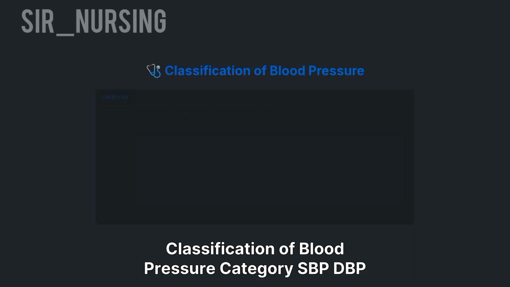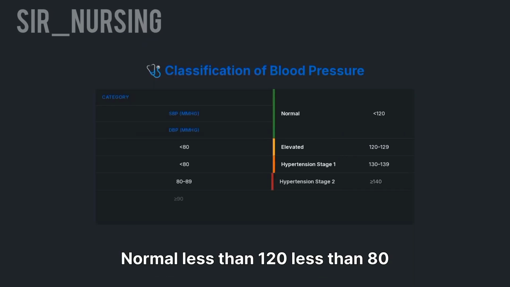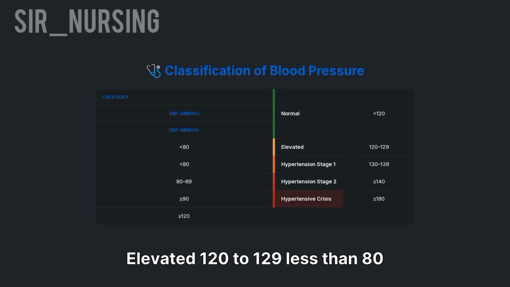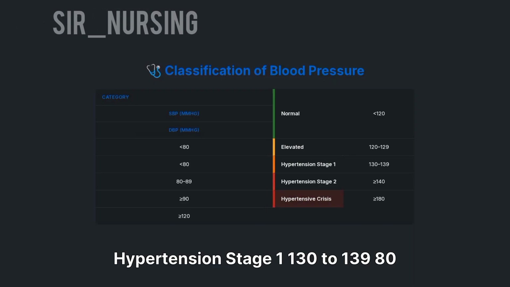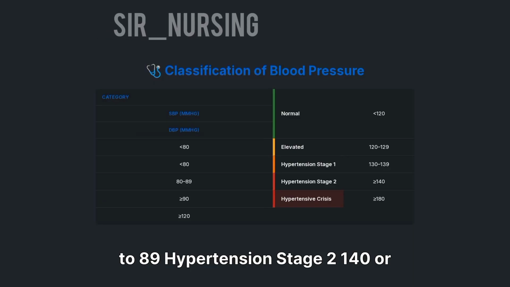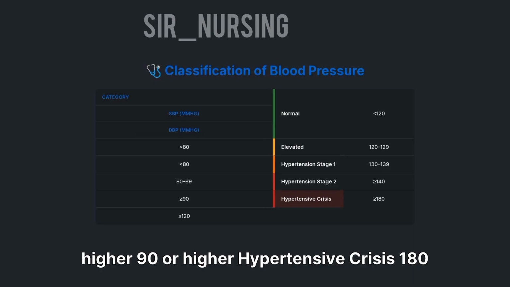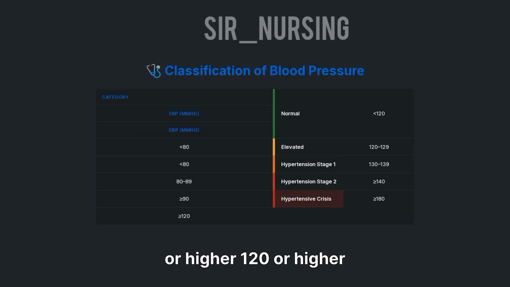Classification of blood pressure category: SBP/DBP. Normal less than 120, less than 80. Elevated 120 to 129, less than 80. Hypertension stage 1, 130 to 139, 80 to 89. Hypertension stage 2, 140 or higher, 90 or higher. Hypertensive crisis 180 or higher, 120 or higher.